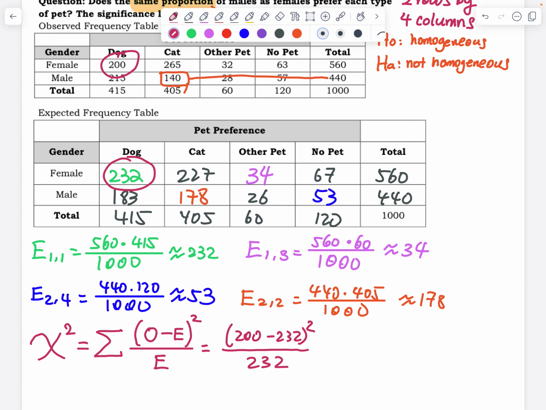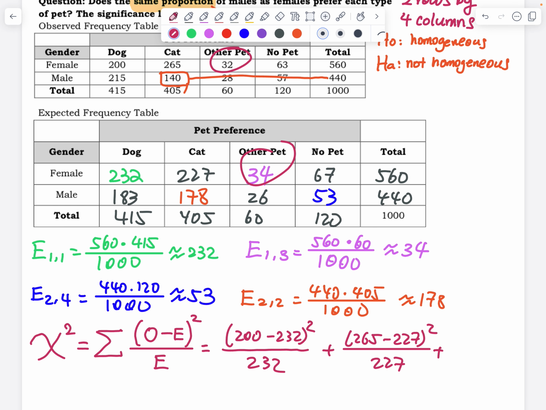And then we have to do this for every single joint frequency. So we have 2 by 4, that means we have 8 of these. Okay, 2 by 4, 8. And then the next one, I will need to erase these two circles. The next one, let's do the female and cat. That is 265 and 227. 265 minus 227, squared, divided by 227. And then plus the next one, other pet, 32 and 34. So that is 32 minus 34, squared, divided by 34.